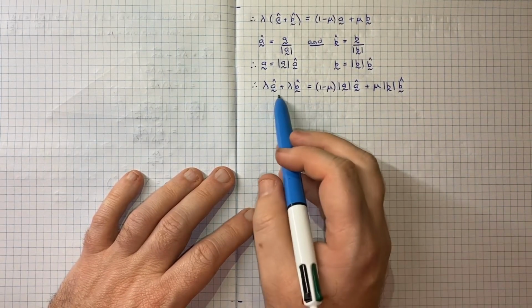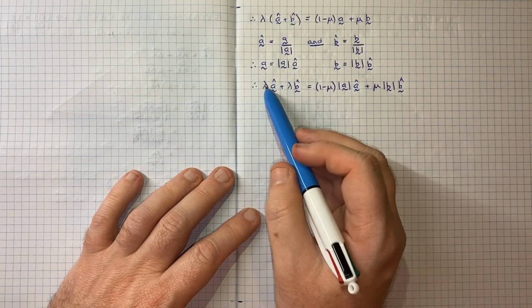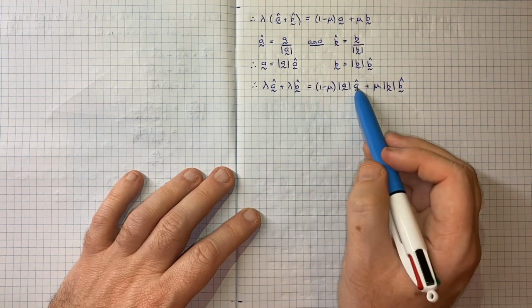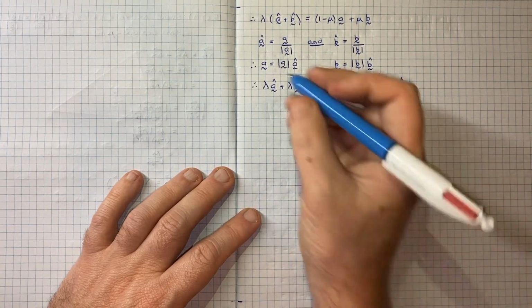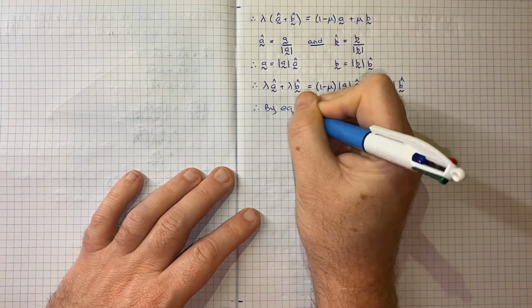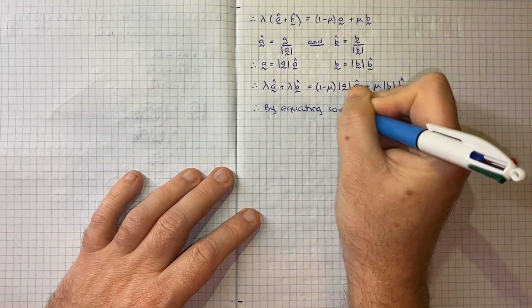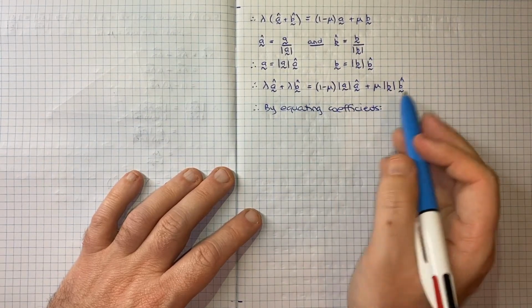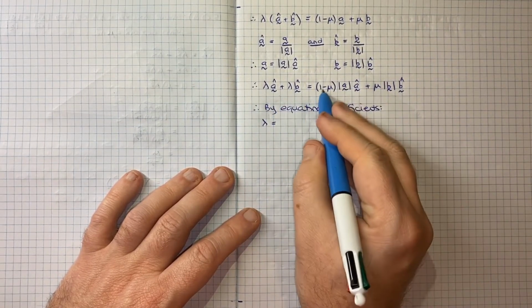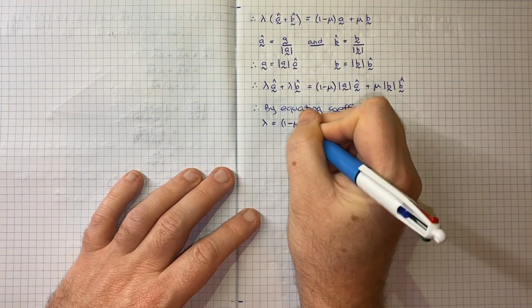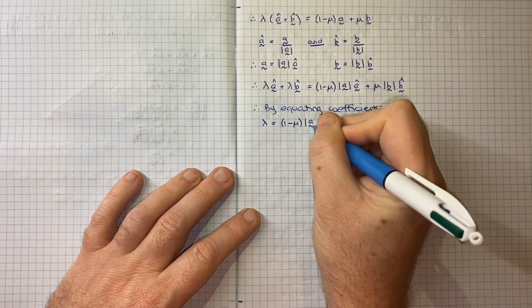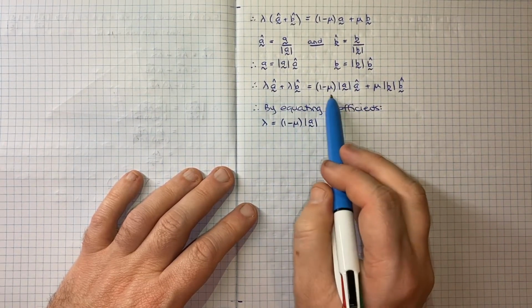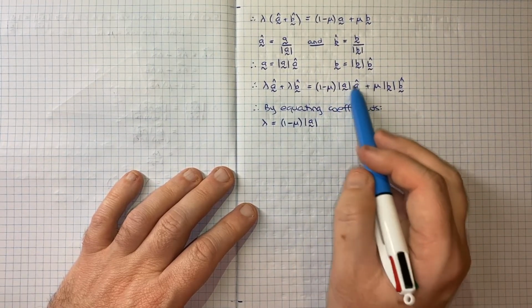So now we can equate coefficients, because on the left hand side we've got something times a hat vector plus something times b hat vector. On the right hand side we've got something times a hat vector plus something times b hat vector. So therefore, by equating coefficients, it might not be the perfect way to say it, but hopefully you get the idea. We can say that lambda is equal to 1 minus mu magnitude of a vector, since lambda is what is in front of a hat on the left hand side, and 1 minus mu magnitude of a vector is what's in front of a hat vector on the right.